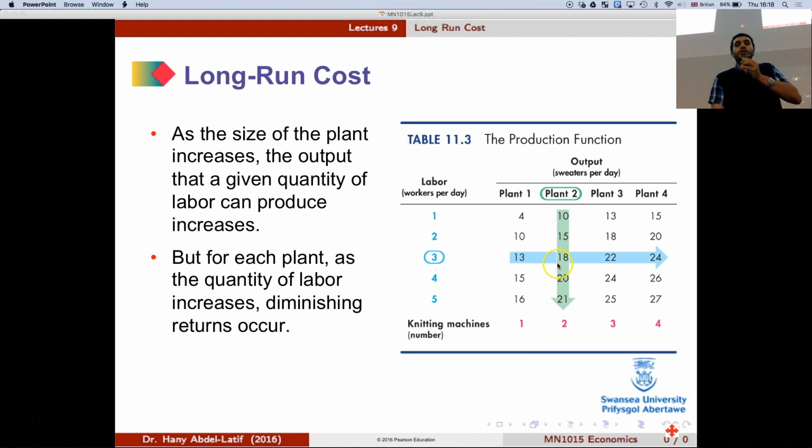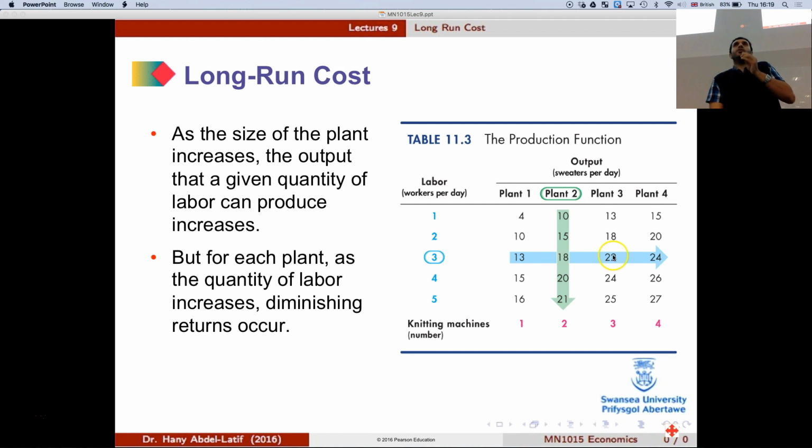And now when we increase 1 more machine, so when we have the 2 machines, the total output is 18, which means the second one contributed by how much? Exactly 5 sweaters per day. So this is the marginal product of capital. Okay, so what happened here? The first one was 13, then 5.